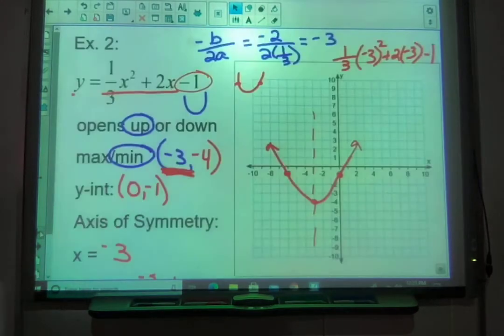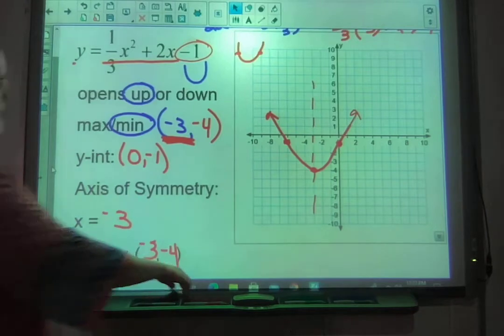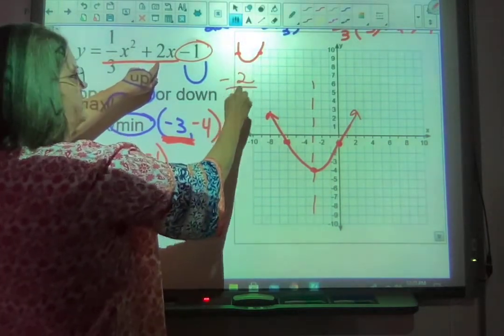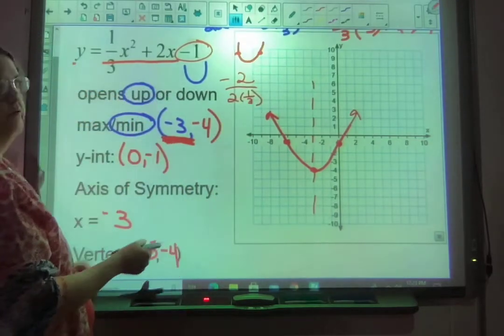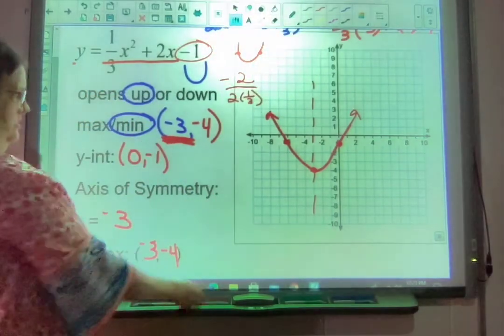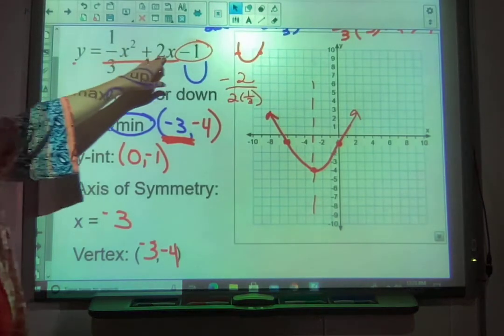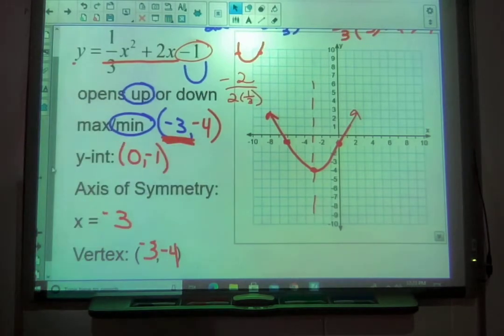Again, also, you know how to put these values in. Remember, you can do -b over 2a. If I did -b over 2a, that'd be -2 over 2 times 1/3, and just put that in your calculator, and it'll give you -3. And then plug the -3 into here, and that will give you your y. So you know how to do that with a calculator.